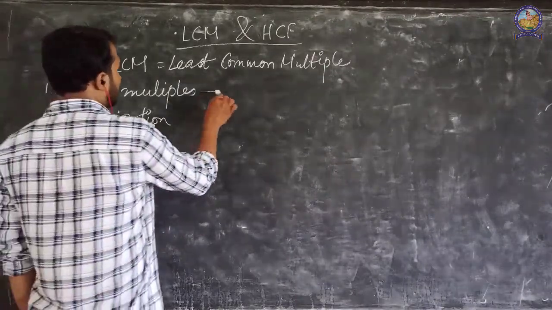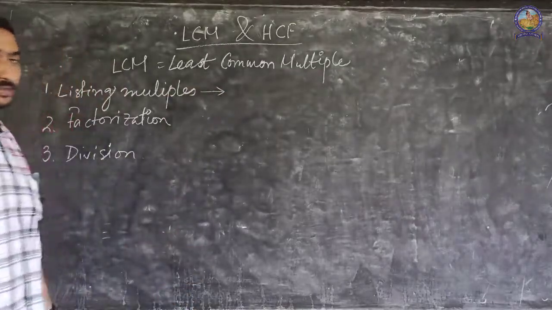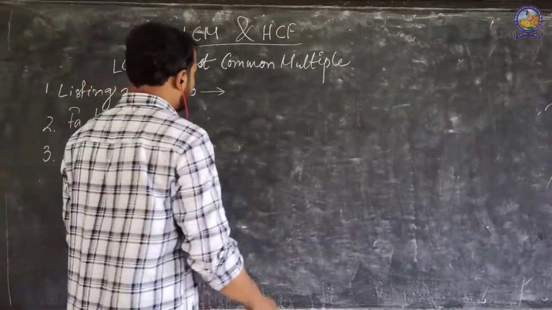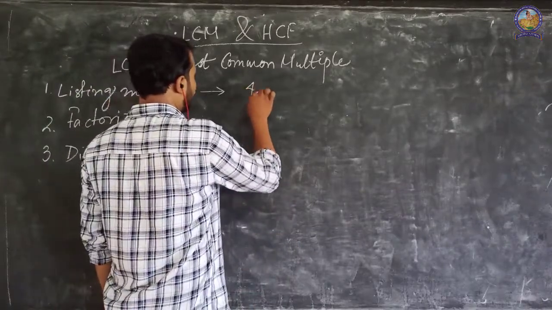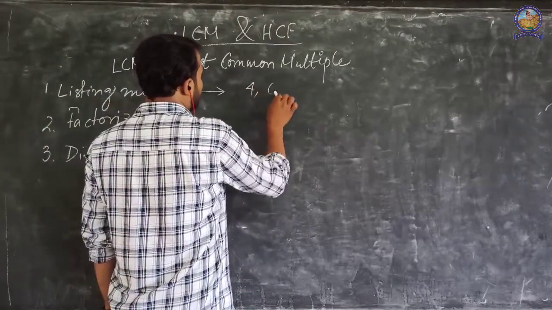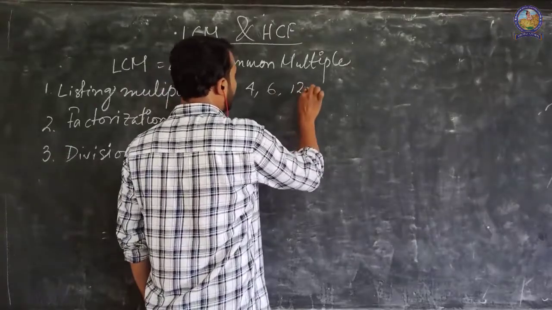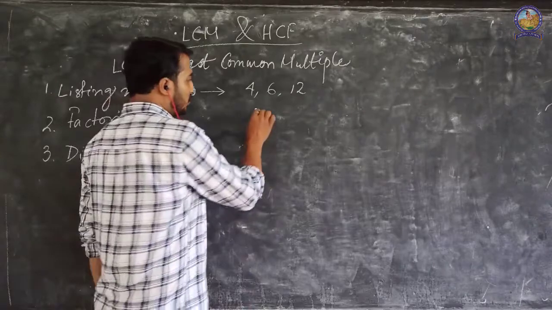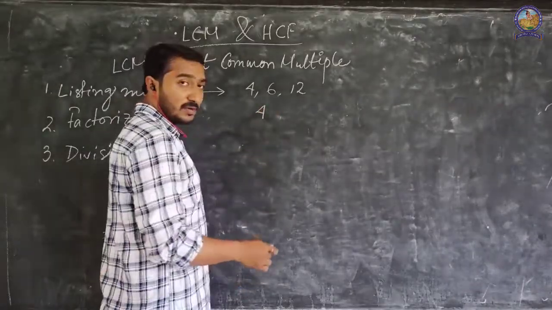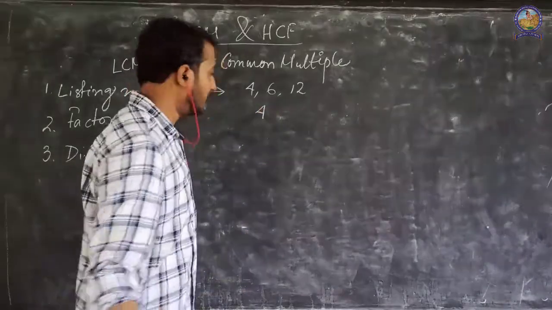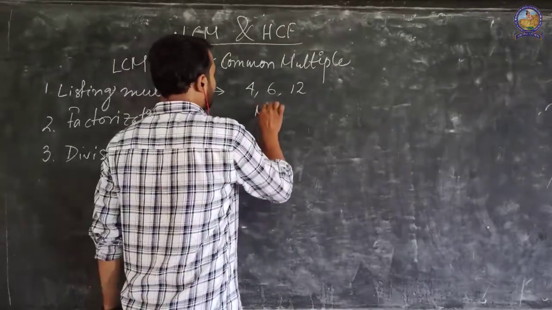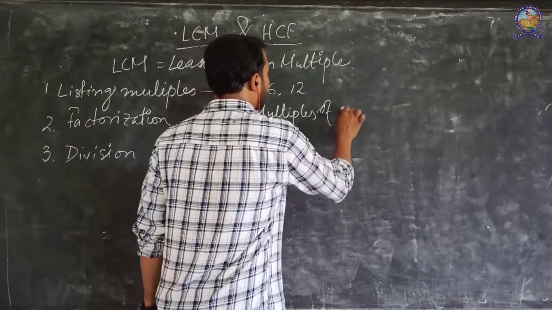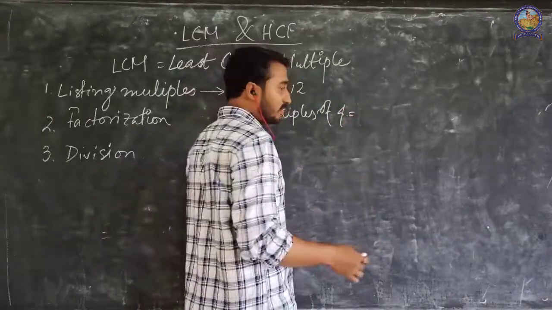So first of all, the easiest method, that is the listing multiples method, but it is a long method. It is a long procedure. Let's take an example of a few numbers. Suppose 4, 6 and 12. What will be the LCM of these 3 numbers? First of all, we have to list the multiples of 4. So we'll write like this, multiples of 4, like 4.